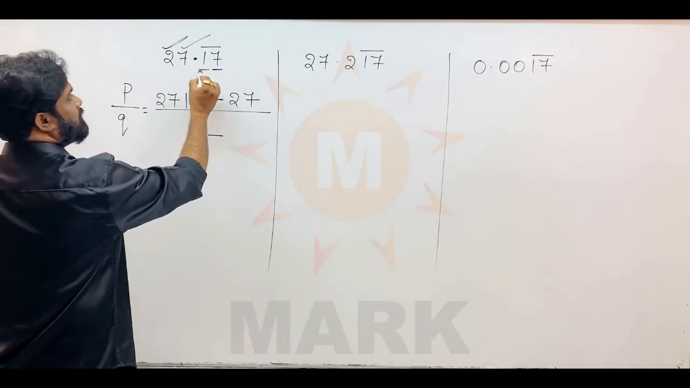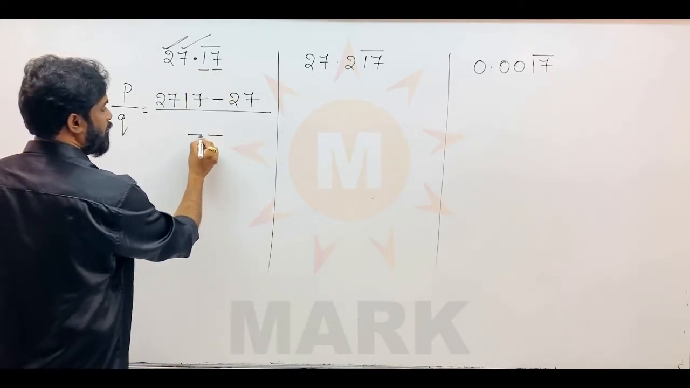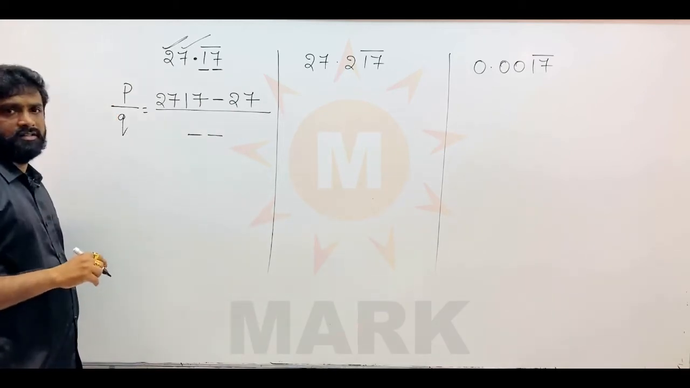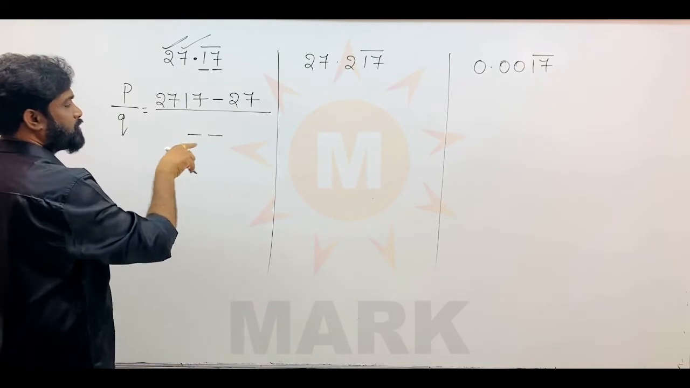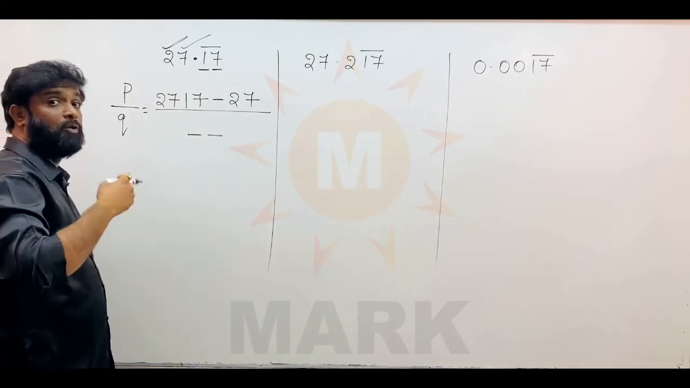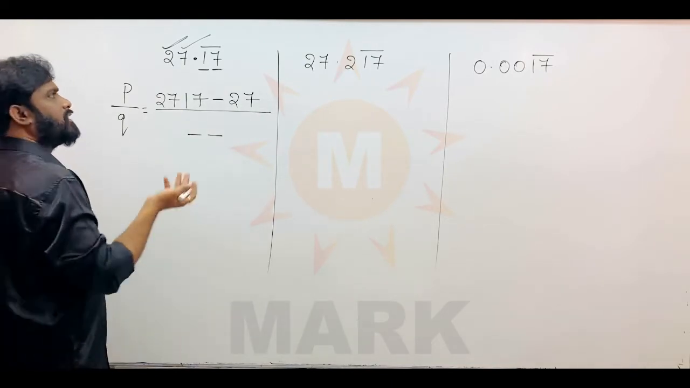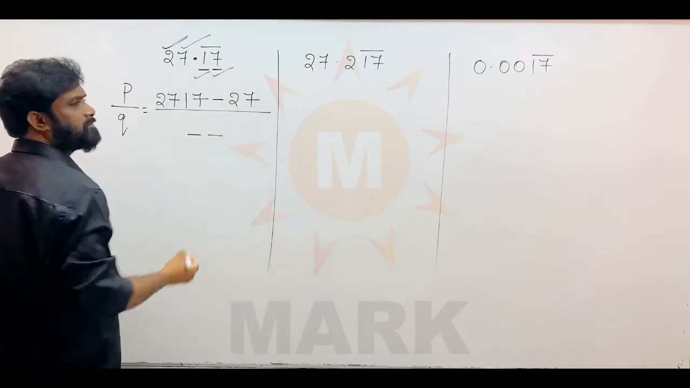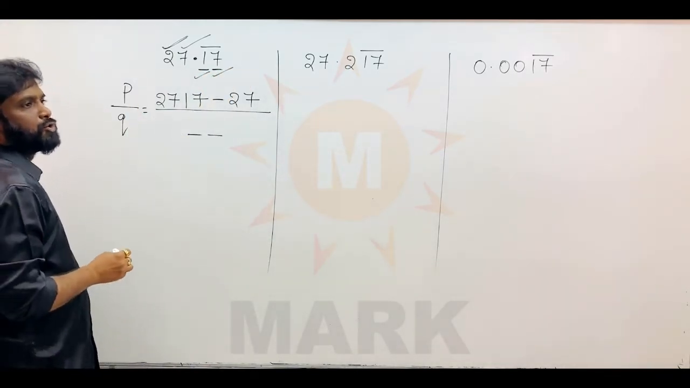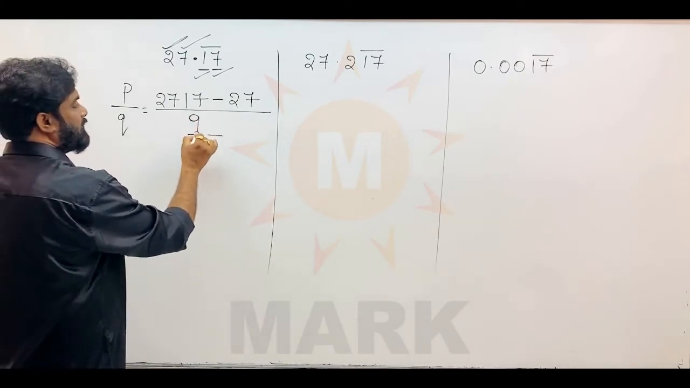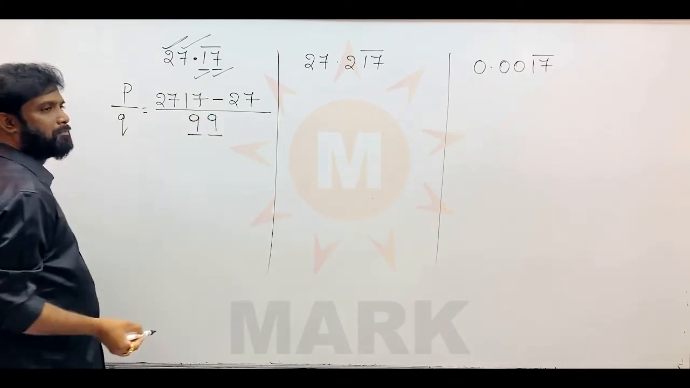So after the point, 2 digits are there, so I have given 2 slots. Now how to fill the slots? My dear friends, after the point, for how many digits is the bar there? You will say, sir, for both the digits the bar is there. That bar status should be shown by the number 9.